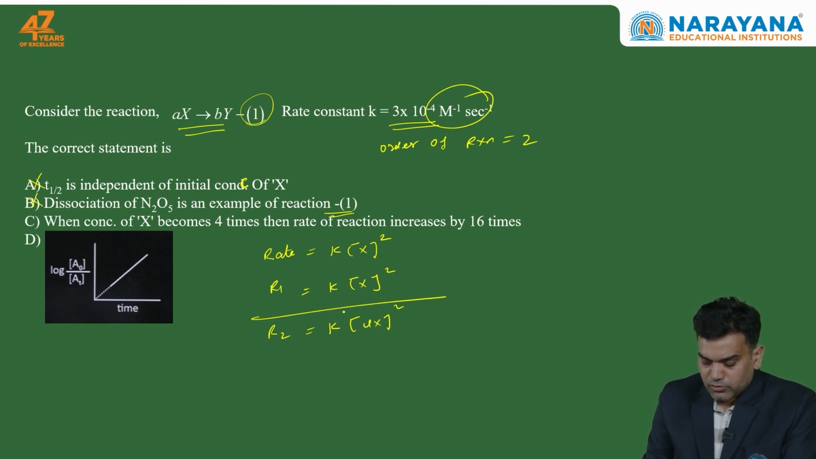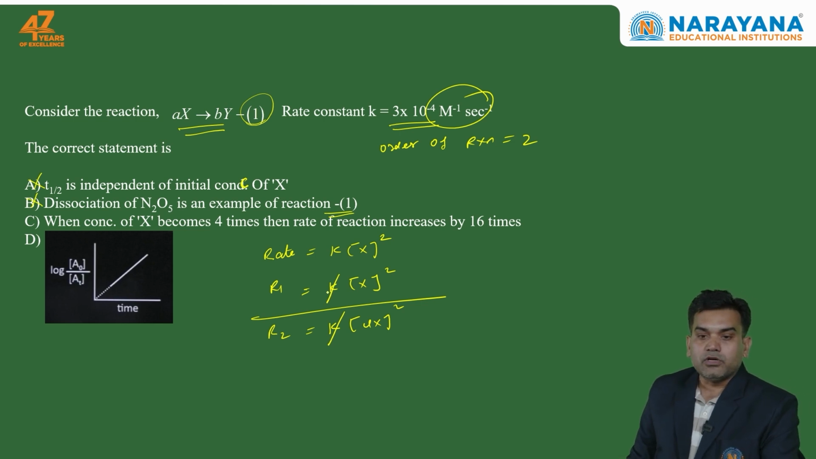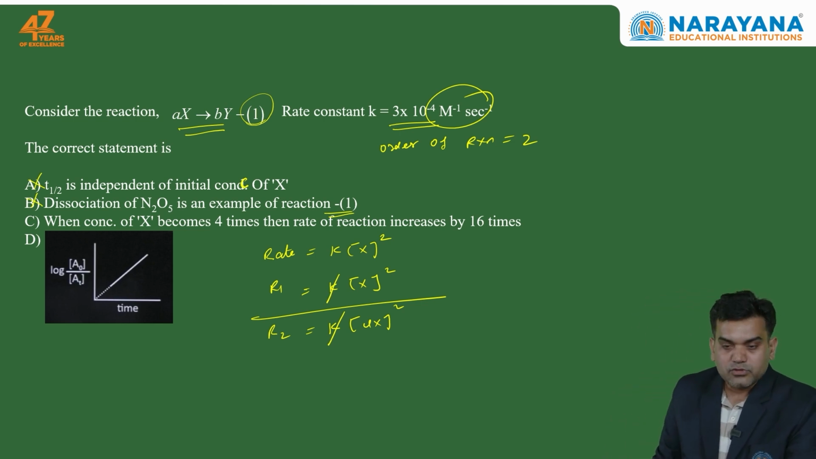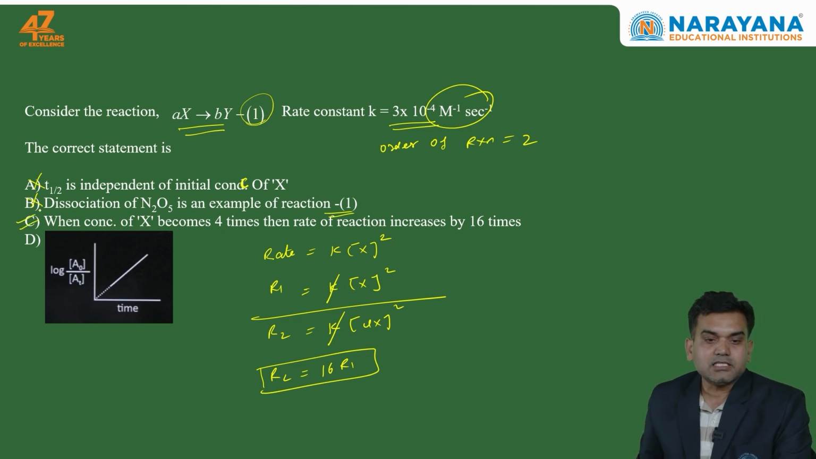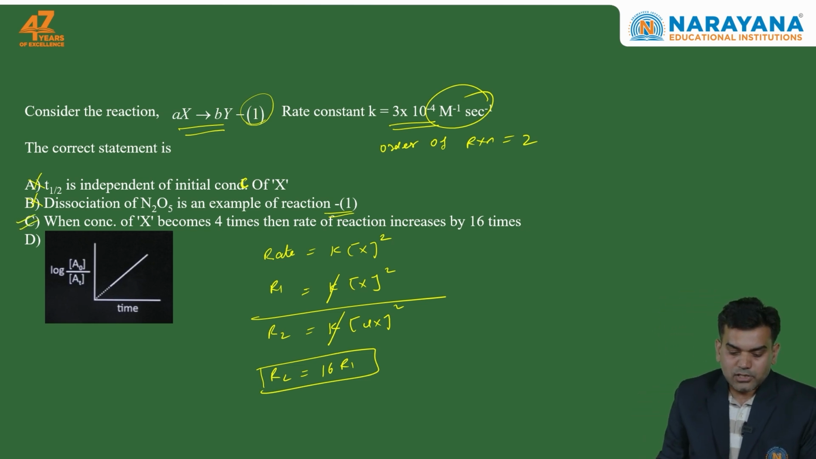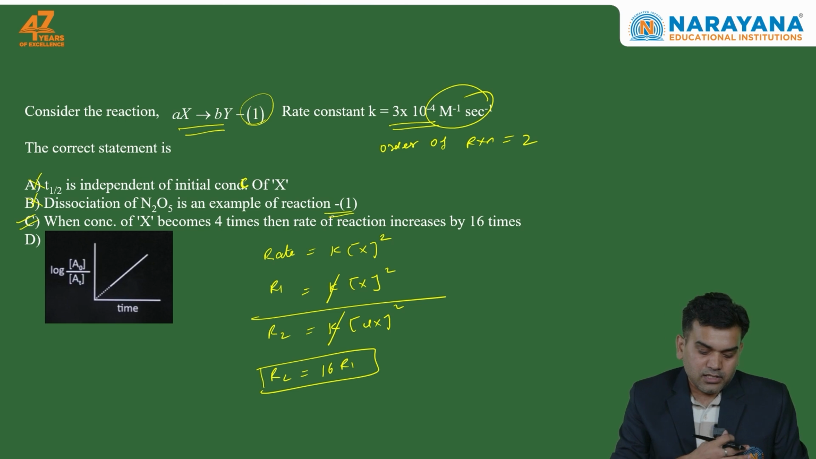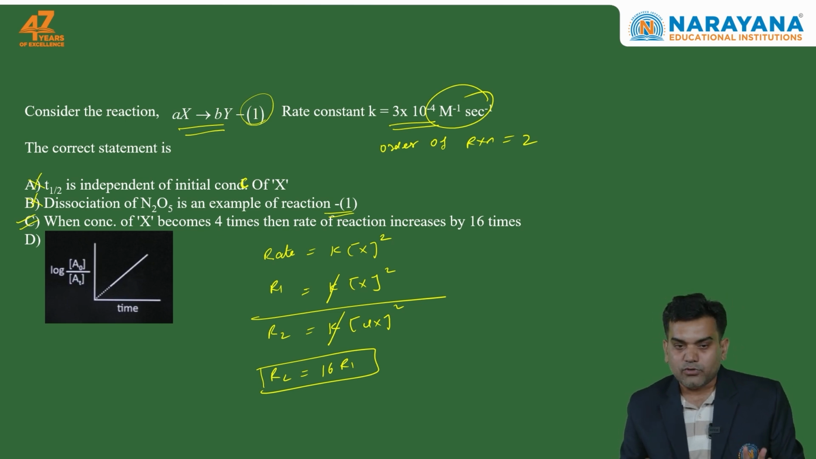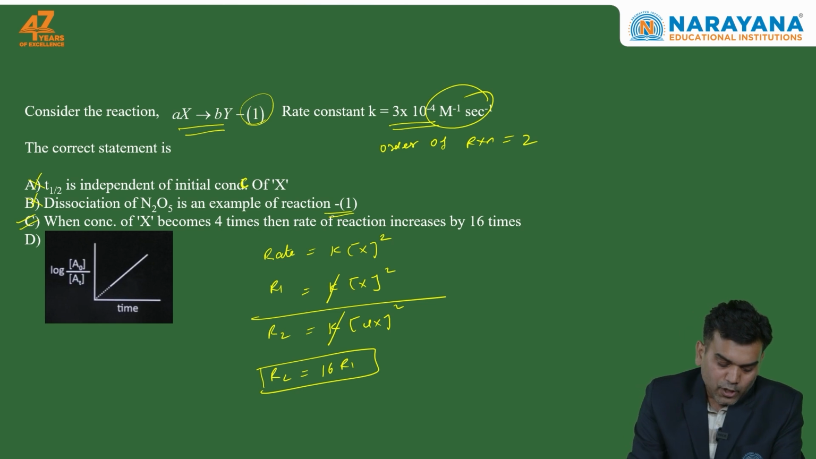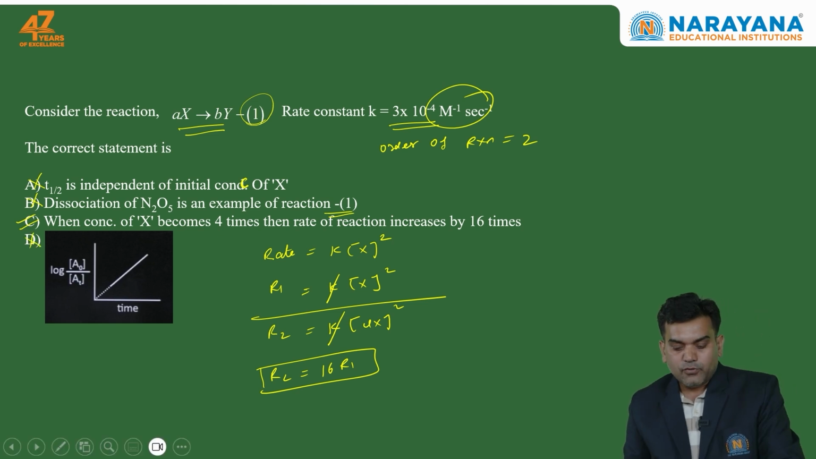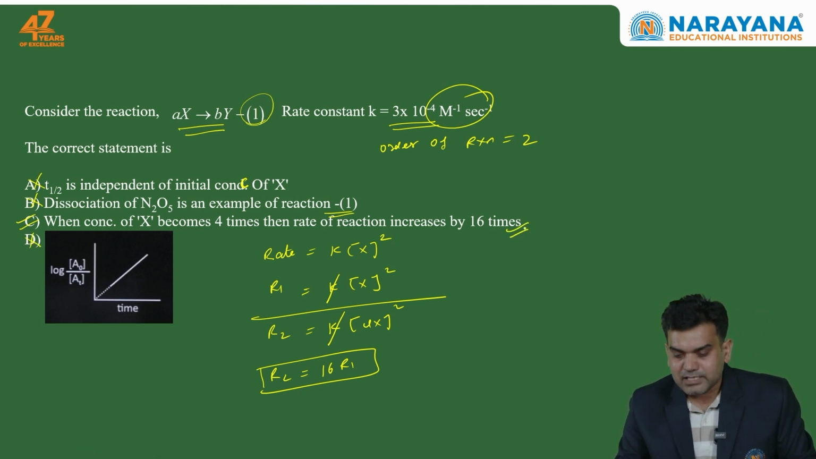If I take the ratio, since the rate constant depends only on the temperature and we are not changing any temperature, K will remain the same, and you will find that the new rate R2 will become 16 times R1, so I can say this statement C is correct. Log A naught by A t being directly proportional to time comes for first order reactions, so this D option is also incorrect. So for the given question, option C is the correct one.